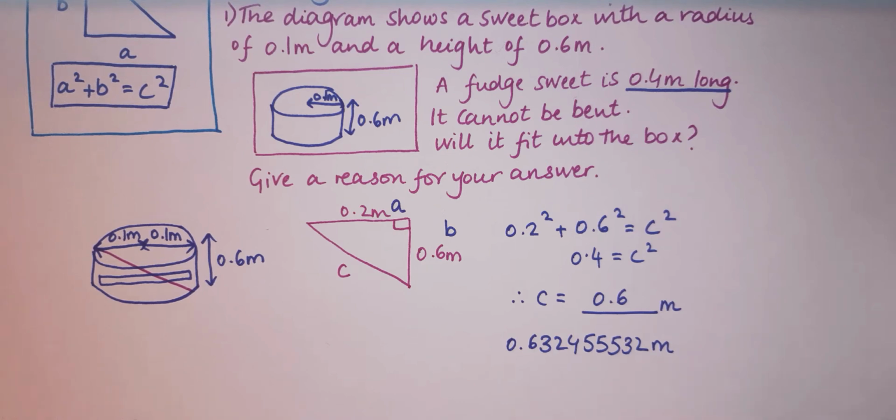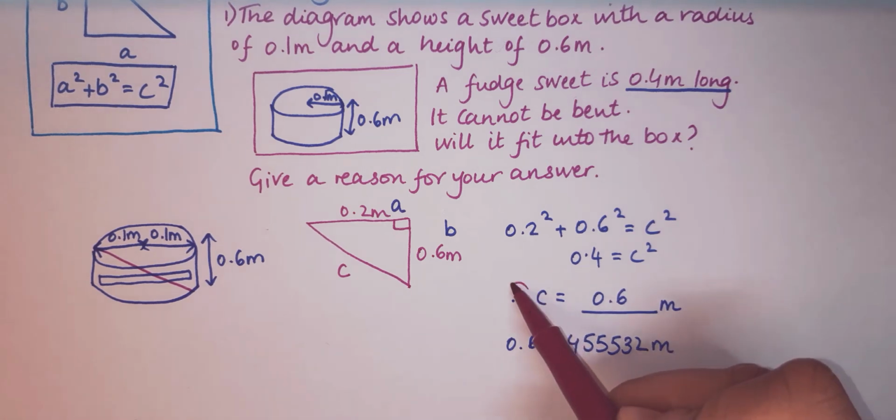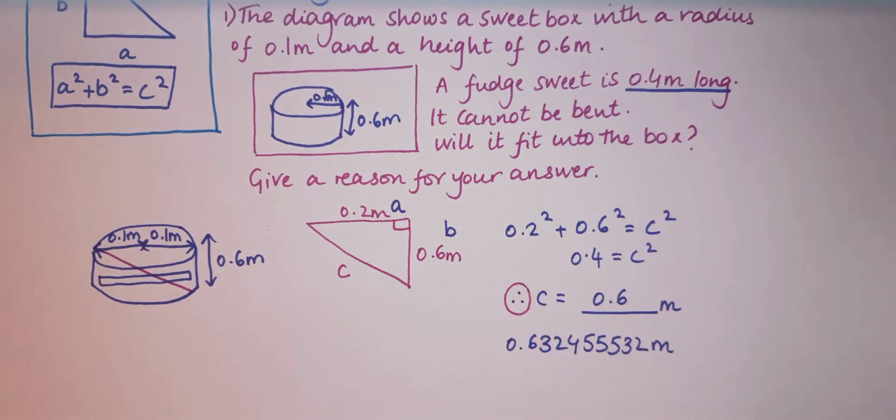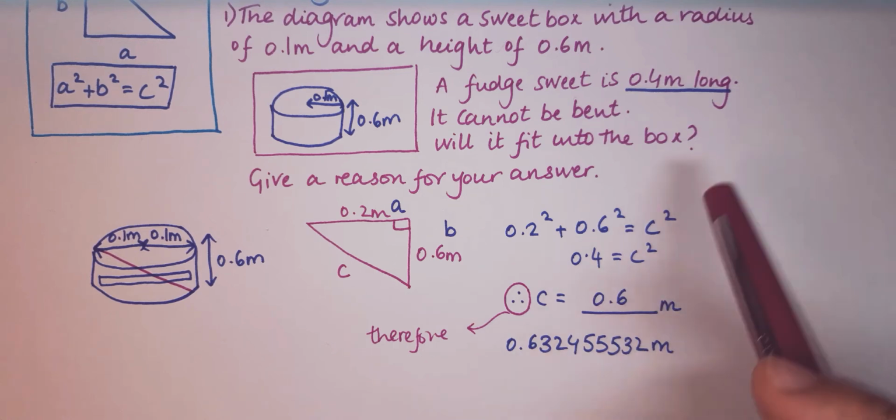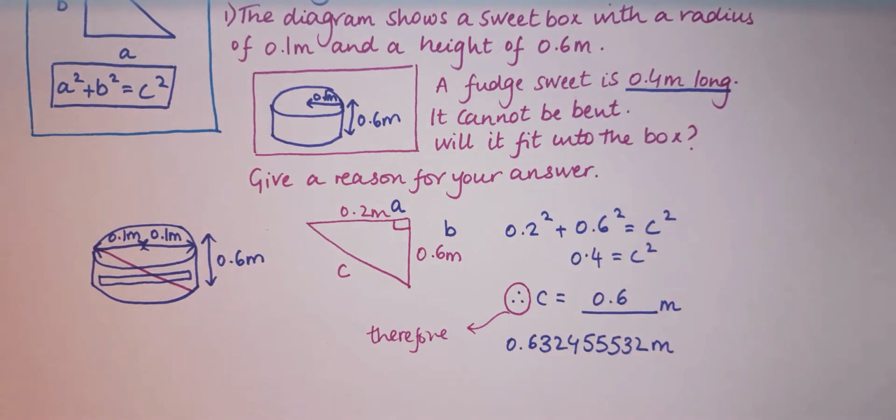For those of you looking at this symbol over here, getting confused, it just means therefore. So what we can conclude from this is that because 0.6 is larger than 0.4, the fudge sweet can fit into the box.